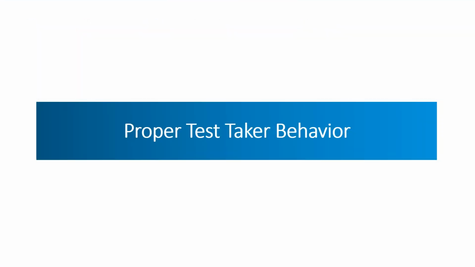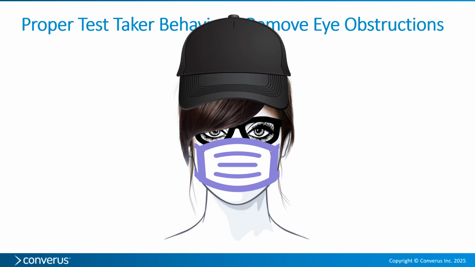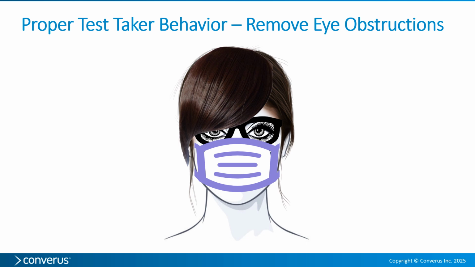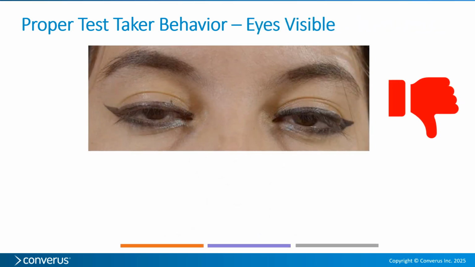Now we'll speak about how the test taker should behave during the test to ensure best conditions. First, the test taker should remove anything that would make it difficult for the phone camera to monitor their eyes. This includes wearing a hat, which shadows the eyes, glasses, which are not needed, the test does not require reading, heavy makeup or long fake eyelashes, COVID masks, or hair dangling in front of the eyes. The test taker's eyes should be visible during the test.